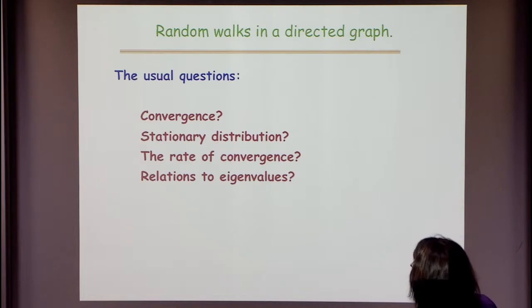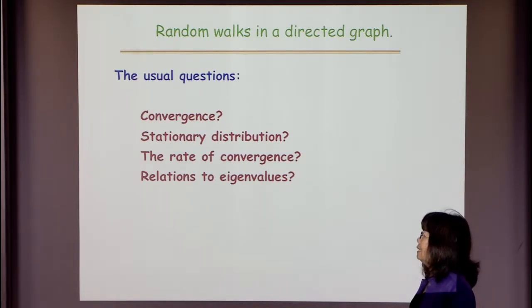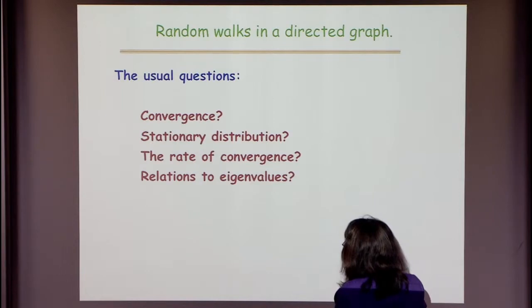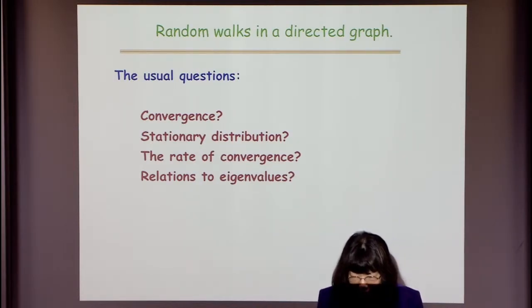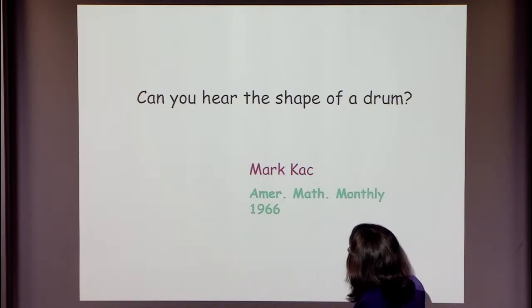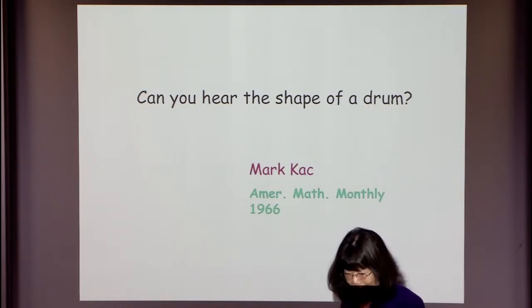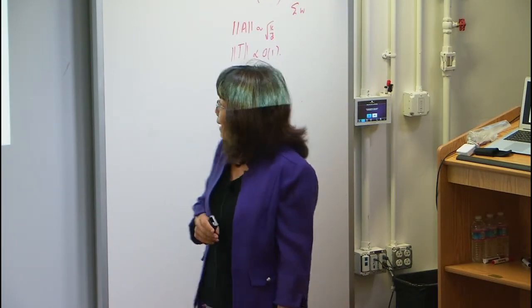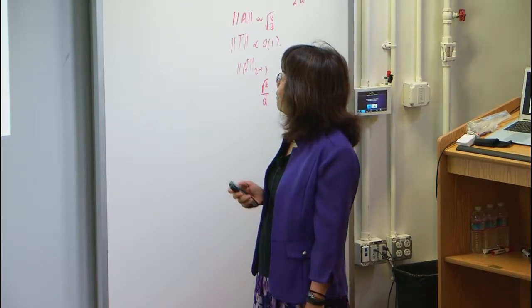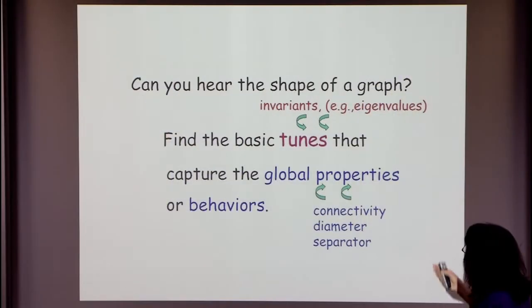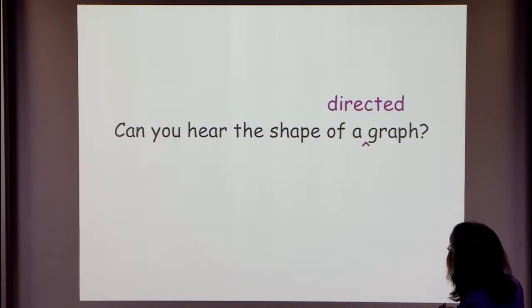For such a random walk, there are these typical questions. Will your random walk converge or not? If it converges, what's the stationary distribution and how fast do you get there? And you have some quantity, like eigenvalues, to control how fast you converge. These are really mathematically old questions. Can you hear the shape of a drum? You want to say how fast and slow things are converging. But now we have these directed drums, where all the edges have direction. And instead of using eigenvalues here, we need some other quantities.